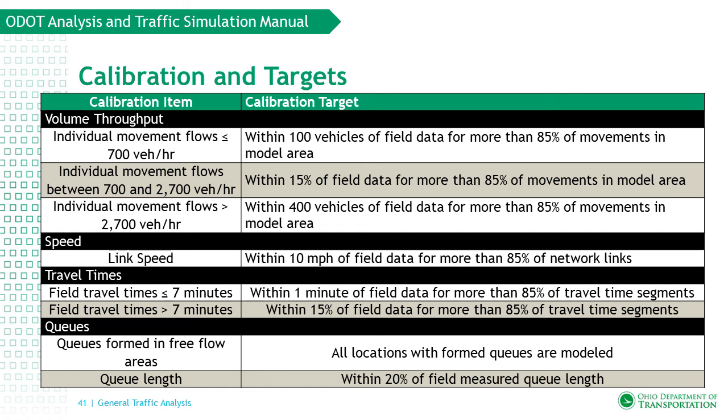Travel times from the model should be within 1 minute of field-measured travel times for 85% of the network when field-measured travel times are less than 7 minutes. When field-measured travel times are over 7 minutes, the modeled travel time should be within 15% of the field-measured times. Model queue lengths should be within 20% of the field-measured queue lengths, and in general, when queues are formed in free flow areas in the field, the model should have queues in the same area.